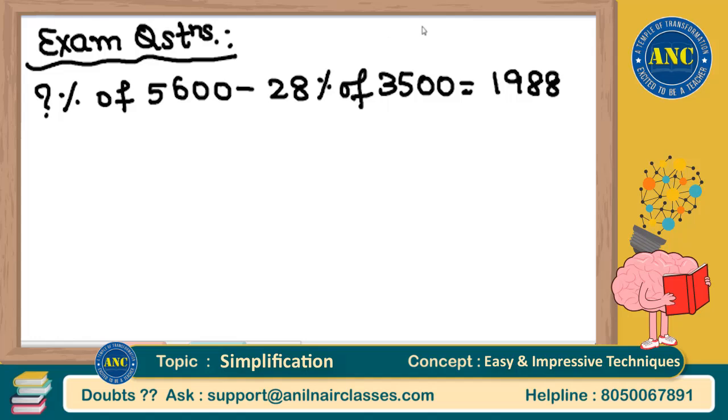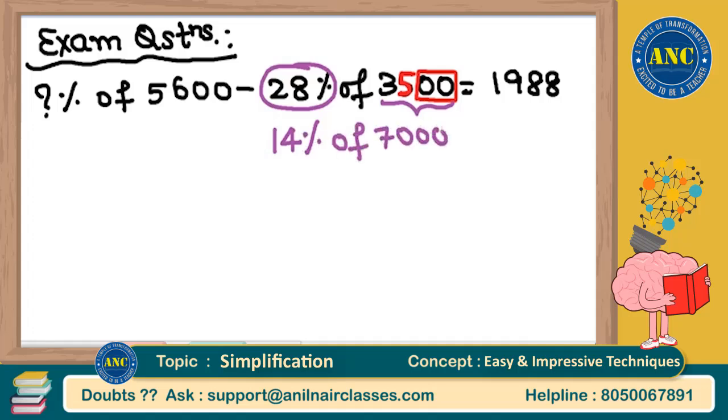Now listen carefully. I told you in my previous classes that I don't want this 5 to be in the units place. If I ignore these two zeros, this is ending with 5, but I want that 5 also to be converted to 0, so I will double this, and if I double this, I will divide the other by 2. I can also write it as 14 percentage of 7000. I hope the idea is clear.